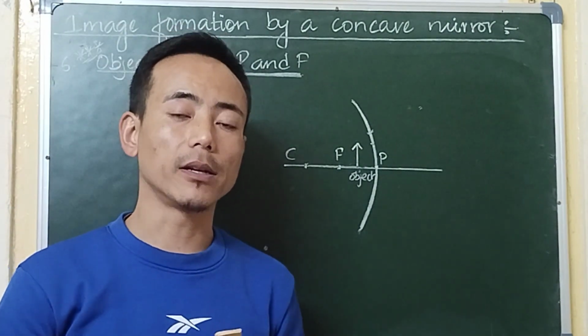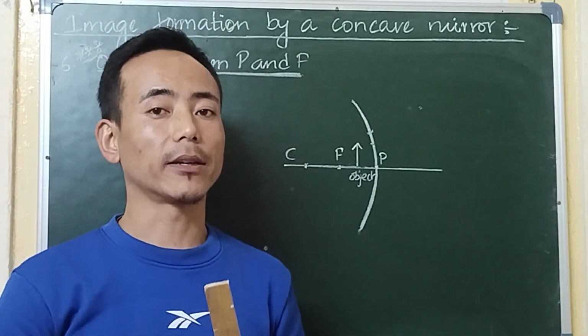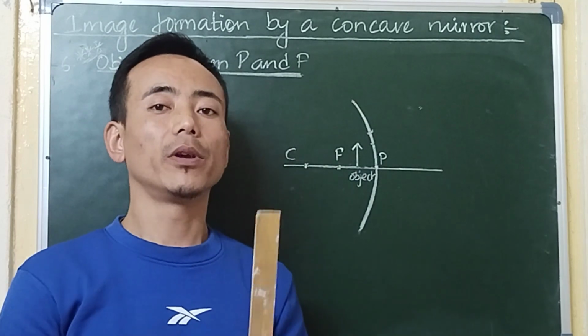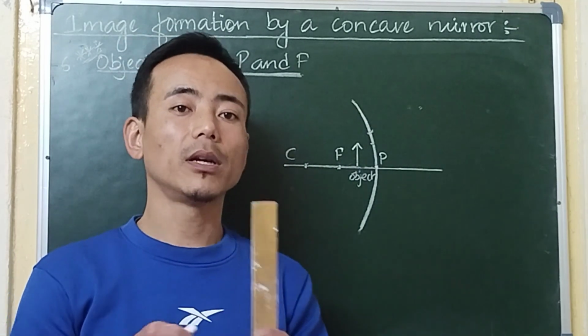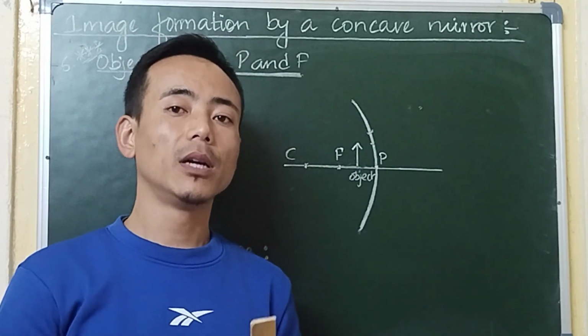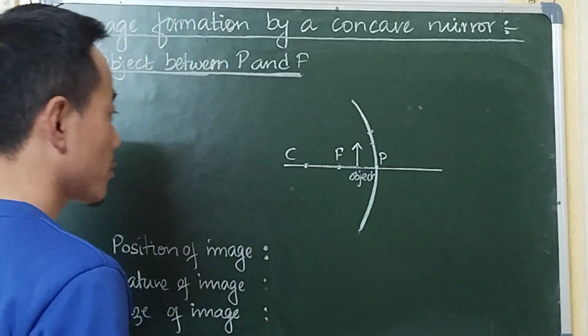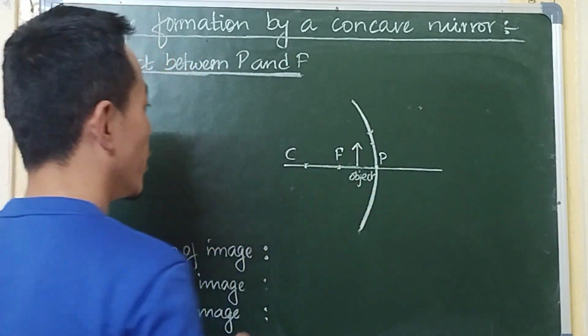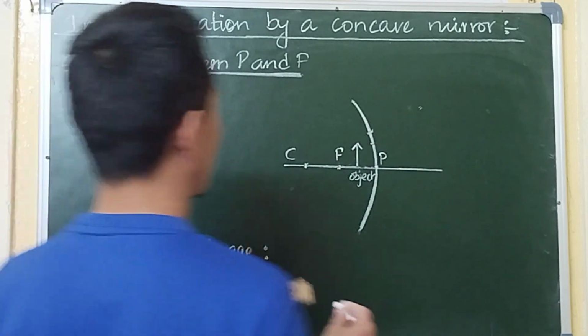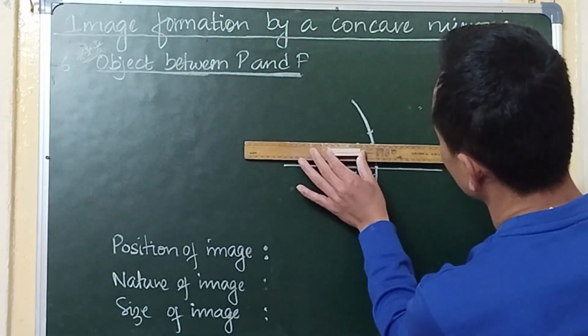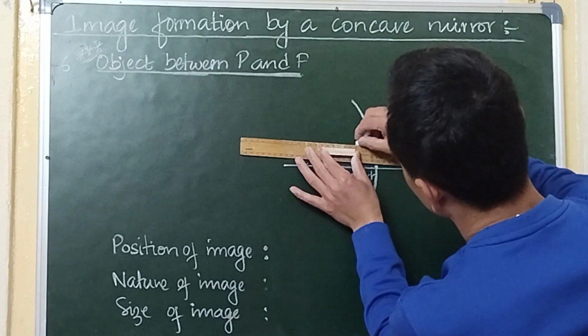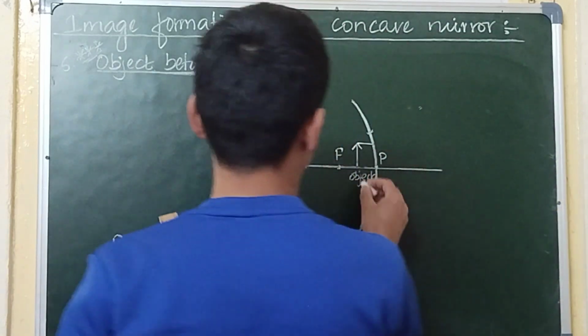We need two incident rays for which we will have two reflected rays, and depending on whether the reflected rays intersect or appear to intersect when produced backward, we have the image formed. So let's see what kind of image is formed here. So from the object we need two incident rays. So for that we will follow the first rule, taking an incident ray parallel to the principal axis.